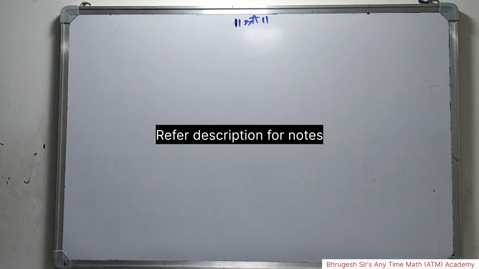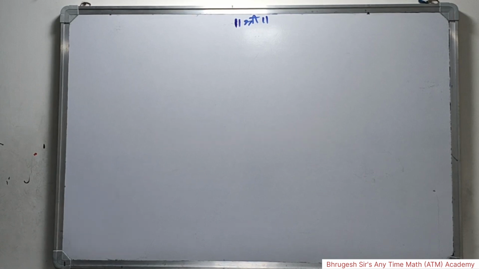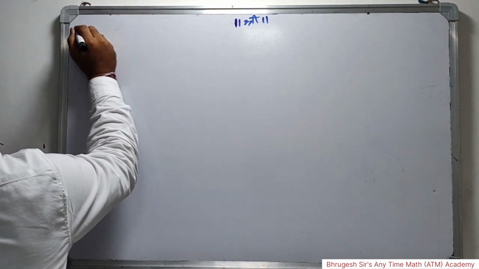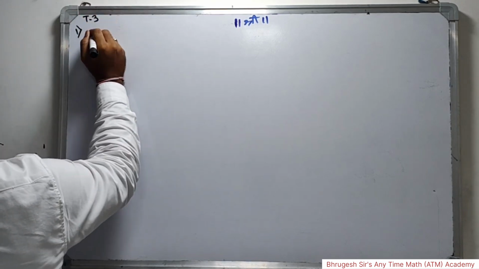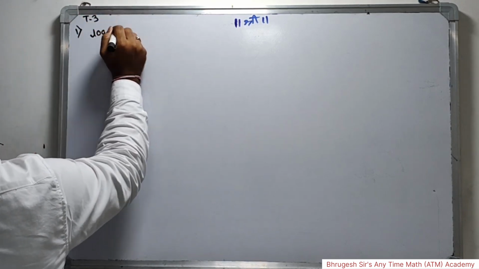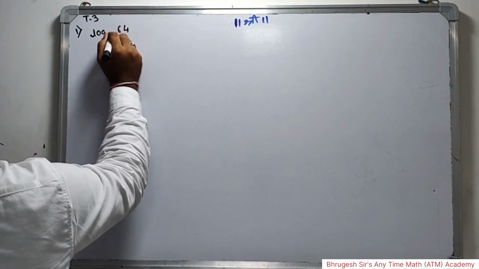Guys, let us begin with type 3. आपको log 64 का वैल्यू ढूंढना है to the base 4. So we assume to be x. Second sum, log of 16 to the base 2. Log 1 by 9 to the base 3. And fourth one, log of 16 to the base half.